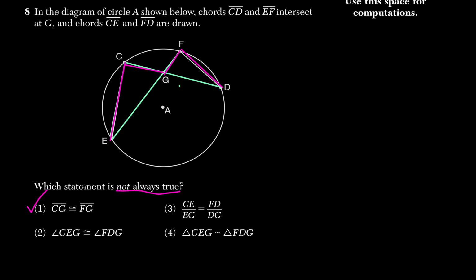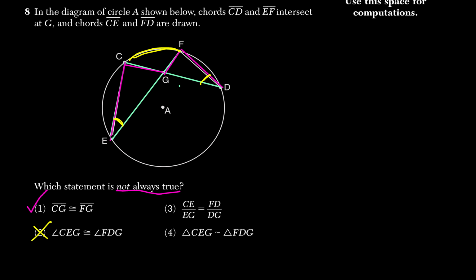The other choices say angle CEG, so this angle here, is congruent to FDG. That will always be the same angle because they intercept the same arc. Angles that intercept the same arc will be the same degrees. So this is not it. What about CE over EG?